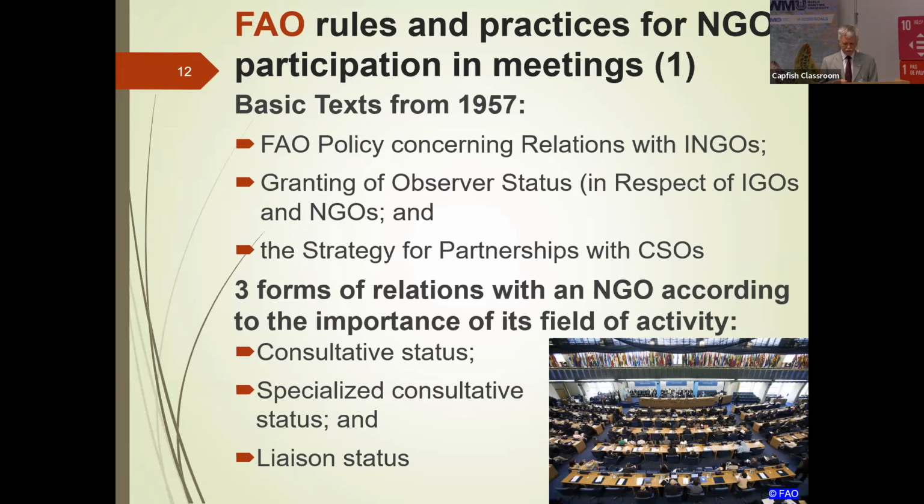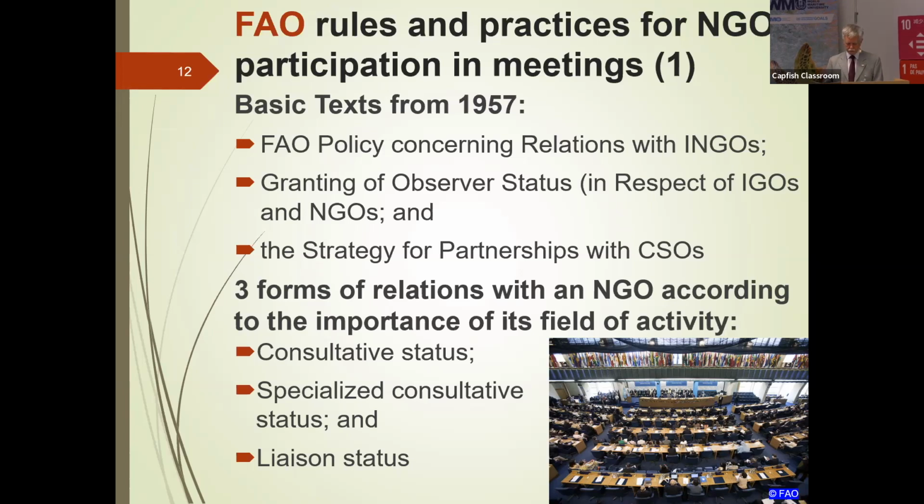The general legal framework concerning participation of CSOs, which include NGOs, as I said before, in meetings and activities of FAO is set forth in the basic texts from 1957. Namely, 1. FAO policy concerning relations with international non-governmental organizations. 2. Granting of observer status in respect of international governmental and non-governmental organizations. And 3. The strategy for partnership with civil society organizations.